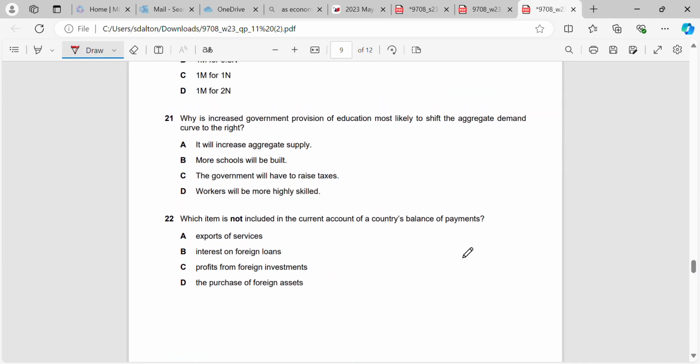Okay, 22. So, which item is not included in the current account on the balance of payments? Again, this is very simple. So this is the purchase of foreign assets is not included. Profits from foreign investments, interest on foreign loans, and exports of services, they will all be included in one of the components.